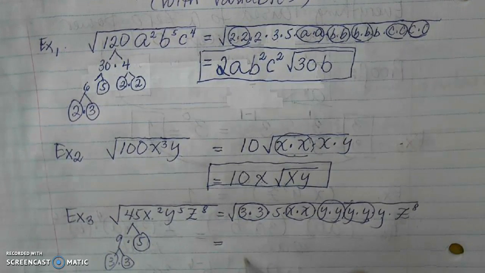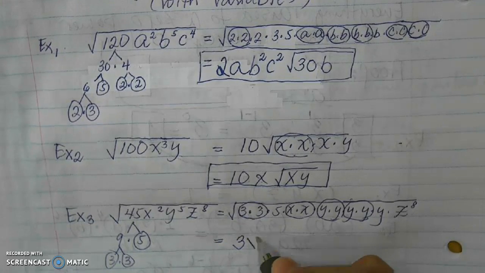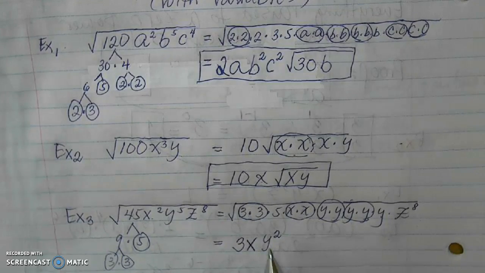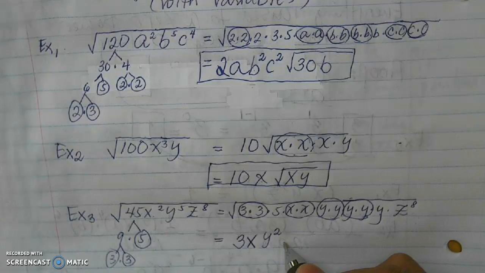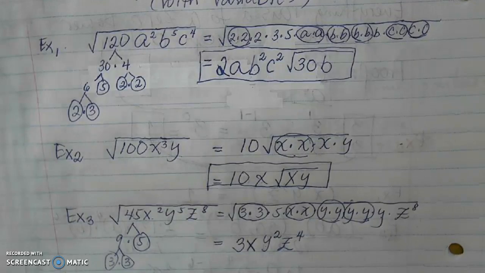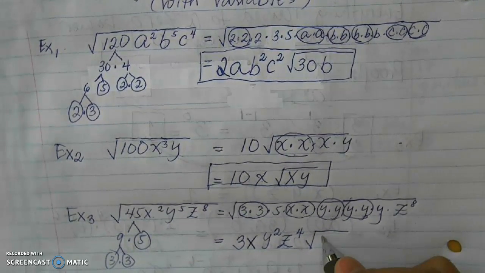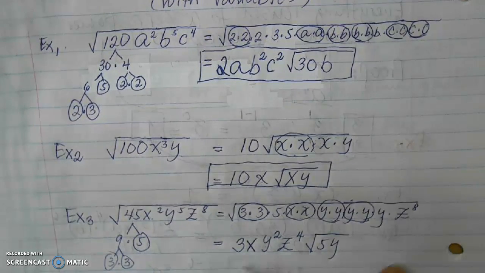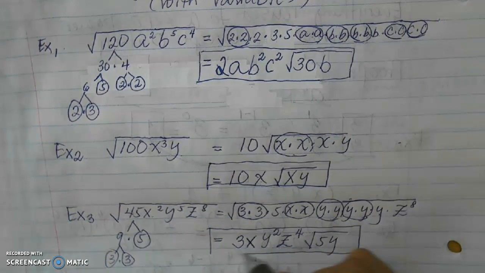So therefore, 3 goes out, x, y squared, because you have 2 pairs of y's that will go out, and z to the 4th. What is left inside is going to be 5y. And that's your simplified expression.